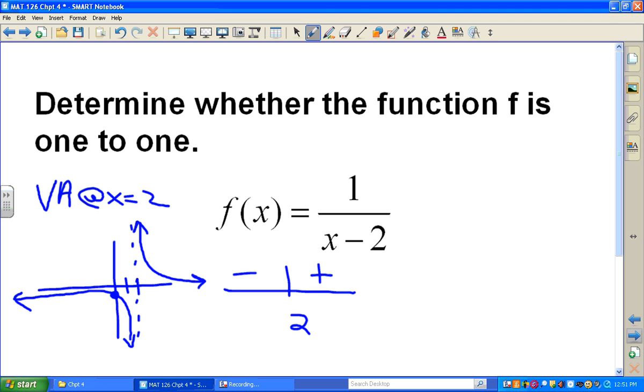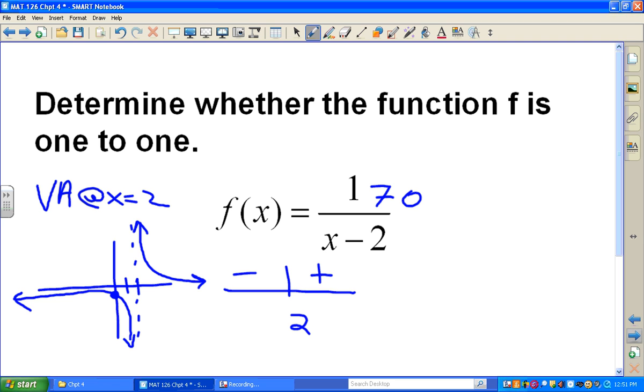Oh, no, it can't touch the horizontal line at 0. Oh, yeah, because there are no x-intercepts. Okay, that one looks like it's always... yeah. When we were talking about the domain increasing and decreasing, is it one or the other always? If a function's always increasing, then it's 1-to-1. If a function's always decreasing, it's 1-to-1.